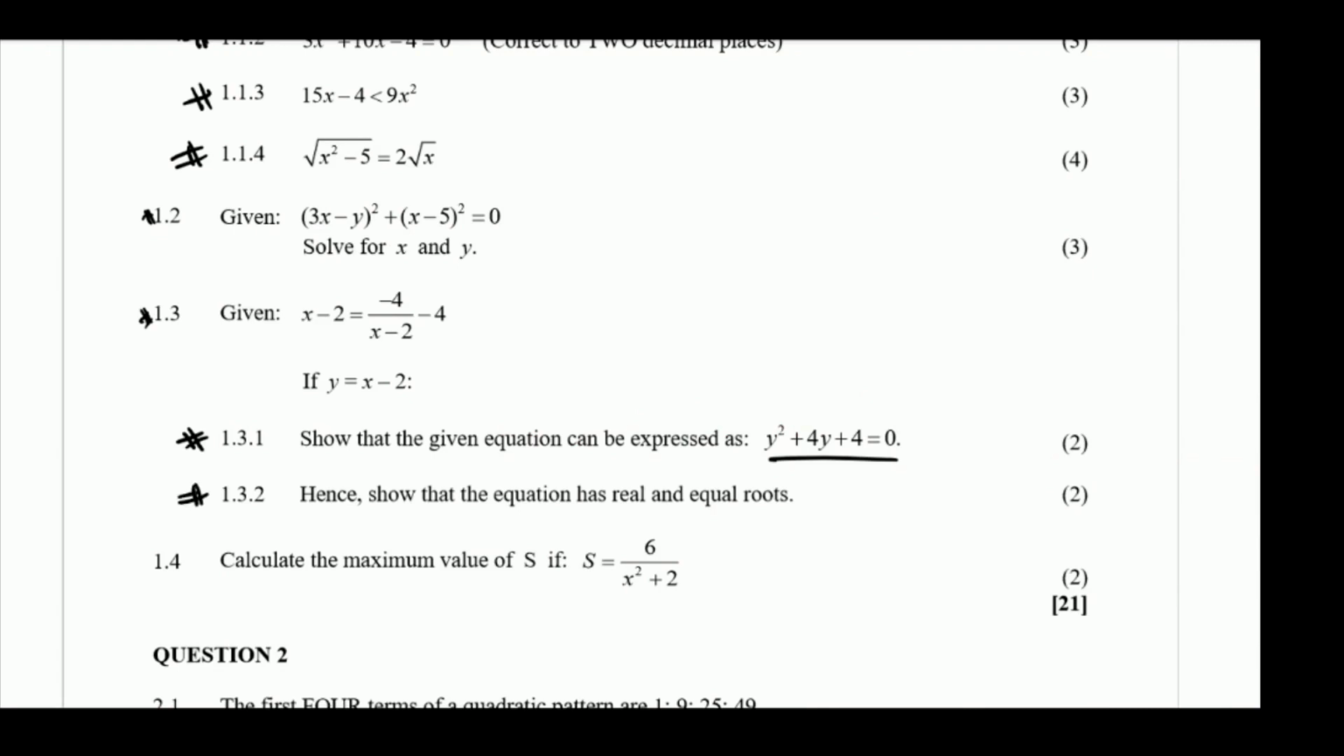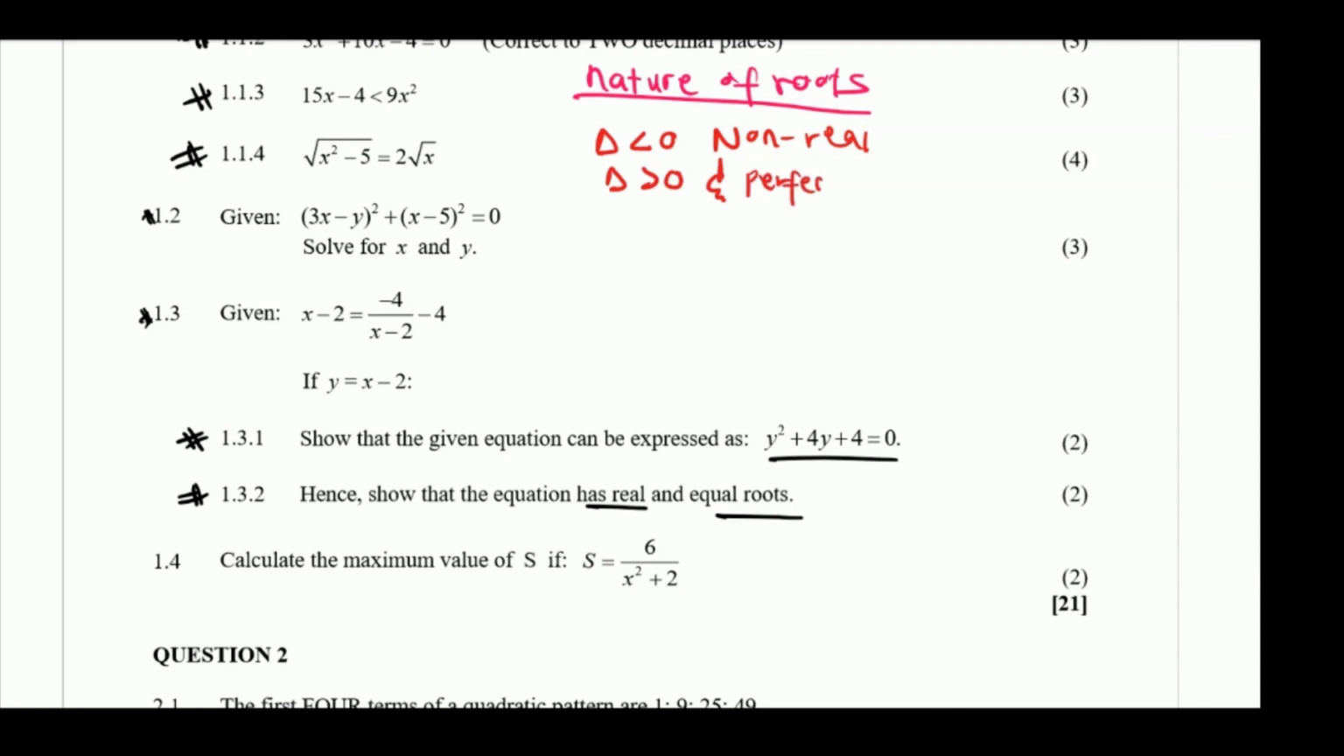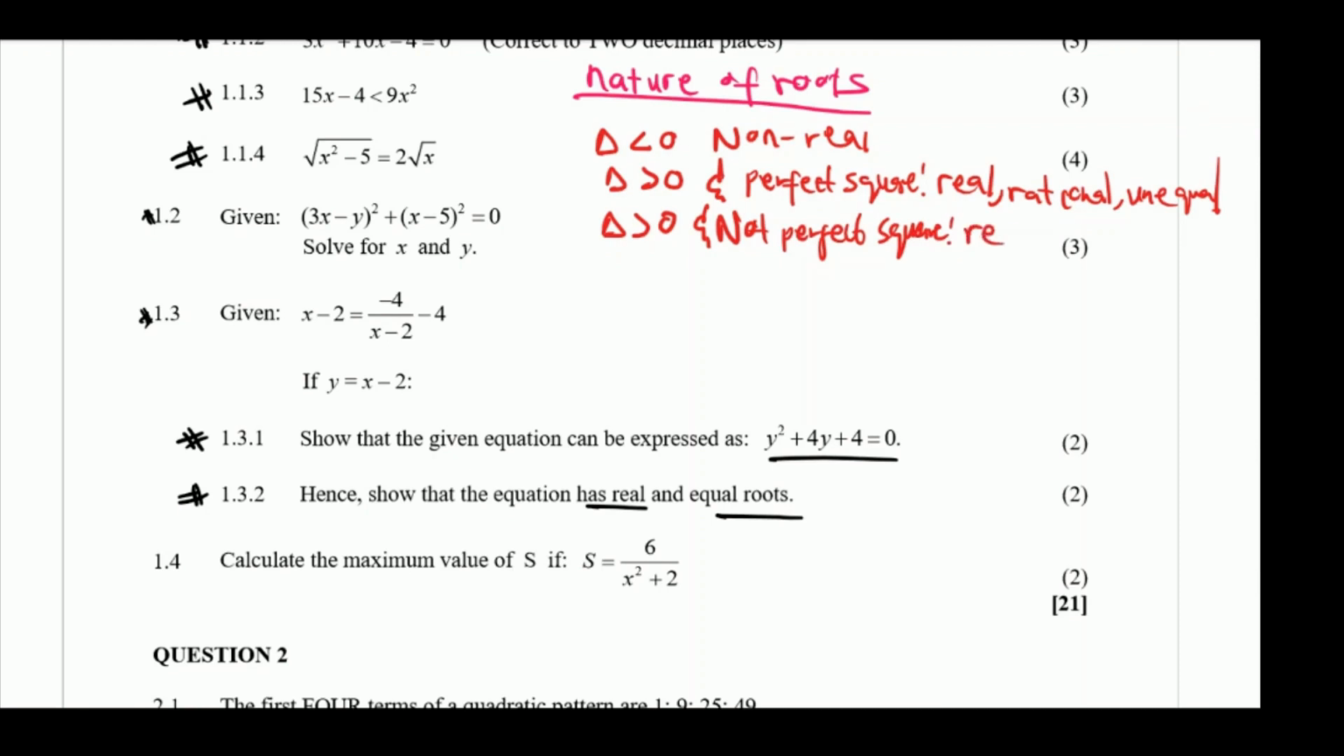Now 1.3.2: hence, show that the equation has real and equal roots. For us to do this problem, you must know your nature of roots. If you have a discriminant that is less than 0, you know that is non-real. If you have a discriminant that is greater than 0 and is a perfect square, then you know your roots are real, rational, and unequal. If you have a discriminant that is greater than 0 and it is not a perfect square, then your roots are real, irrational, and unequal.